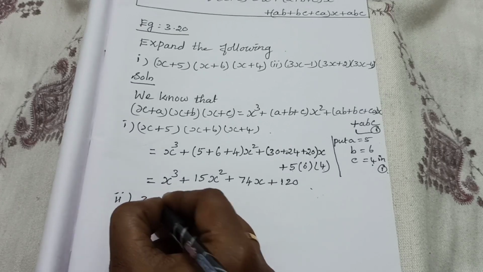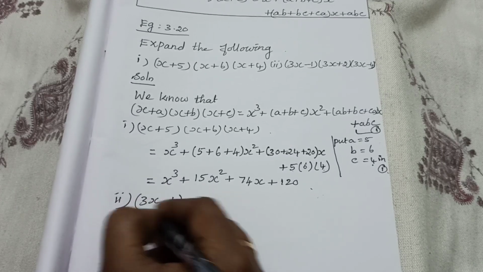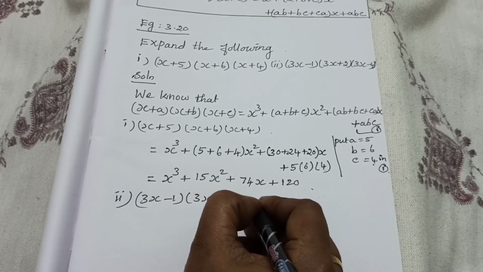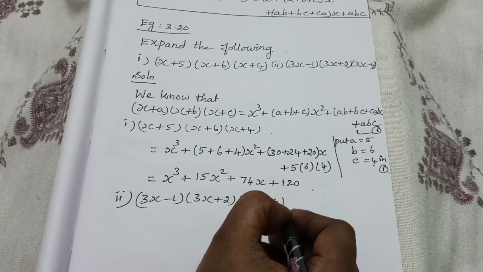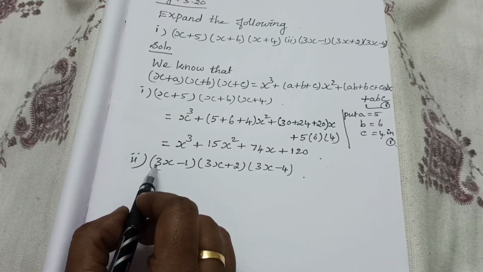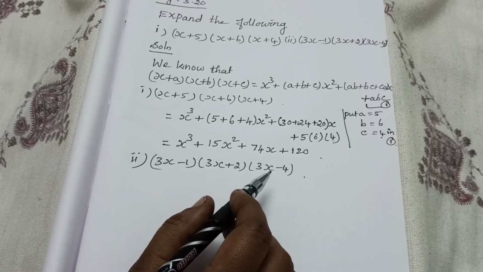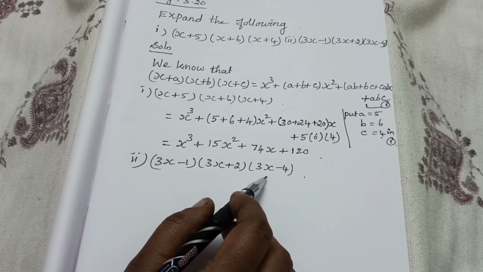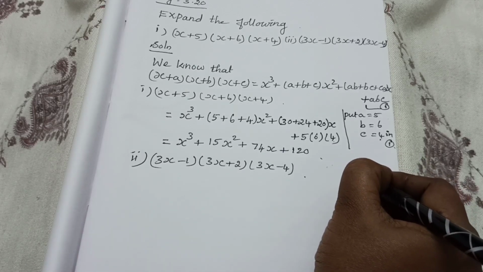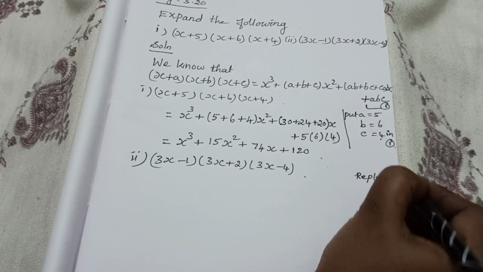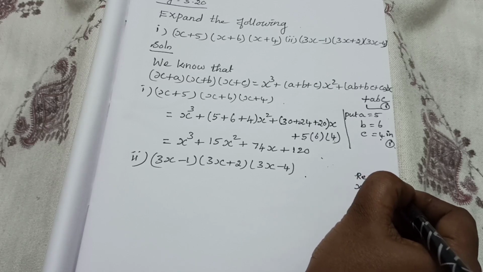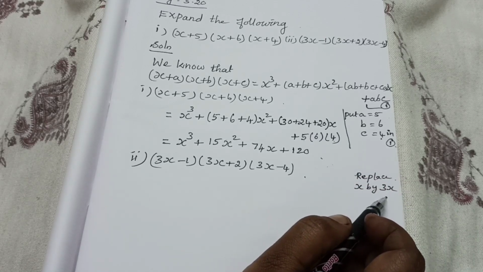Second question: (3x minus 1)(3x plus 2)(3x minus 4). This is also the same model. Here the first variable is 3x, here also 3x, here also 3x. Here, what do we have to replace? We replace x by 3x.